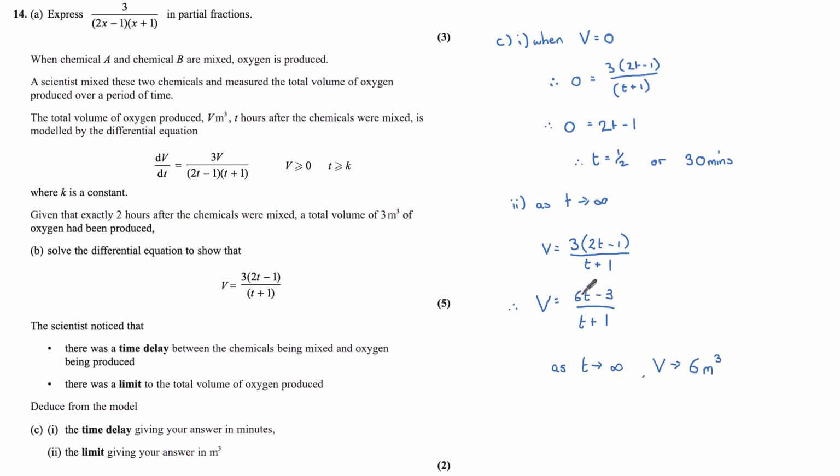Another way of thinking about this, if we have 6 times an extremely large number, taking away 3 makes little difference. Again, the same large number adding 1 makes very little difference. So 6t divided by t. And so as t tends to infinity, V tends to 6 meters cubed.